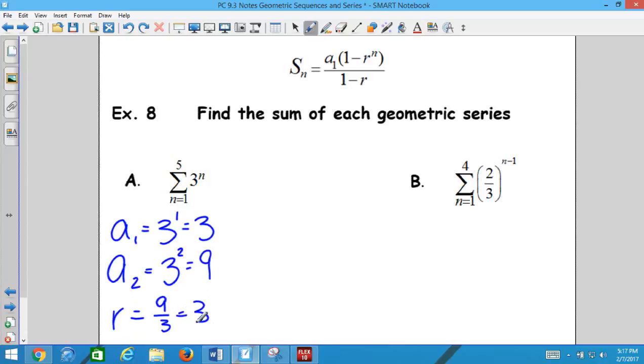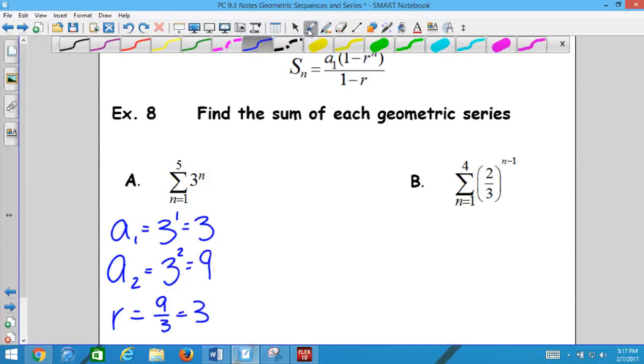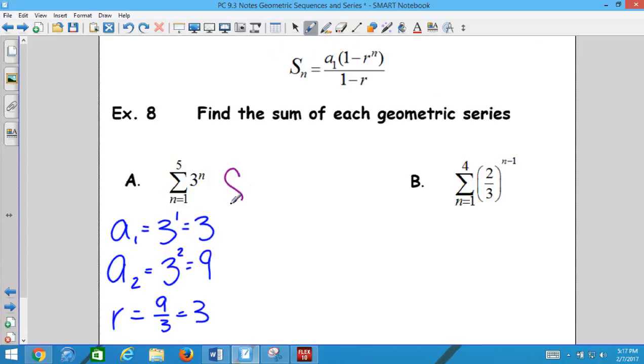Then I'm going to use my sum formula. And I'm doing, let's see, 5 terms. So we're going to do our first term, multiplied by 1 minus our rate to the number of terms, over 1 minus our rate. Type that on my calculator, 363.